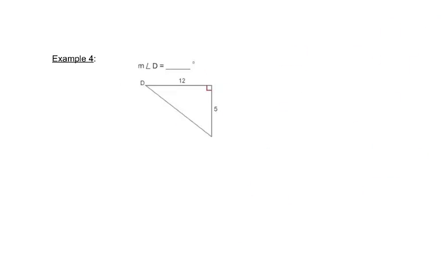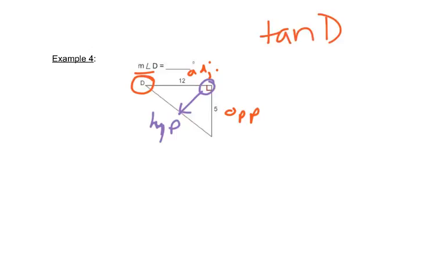Now this is a little bit different because now it's asking for angle D. So here's D. Here's our right angle, so let's label the hypotenuse first. And then we'll go back to D. Across from D is opposite, and next to D is adjacent. So this time we're trying to use something that uses opposite and adjacent, which is tangent. So we have tangent of D, that's our angle, has to go next to the trig function, equals 5 over 12, opposite over adjacent.